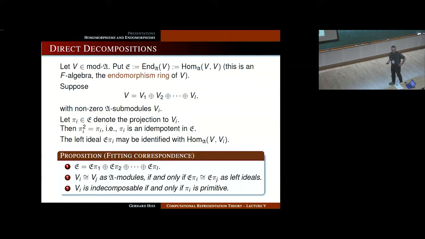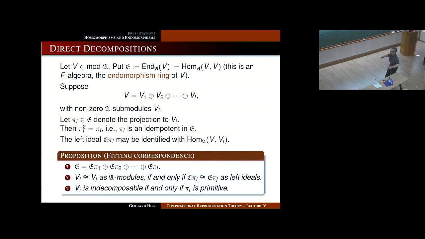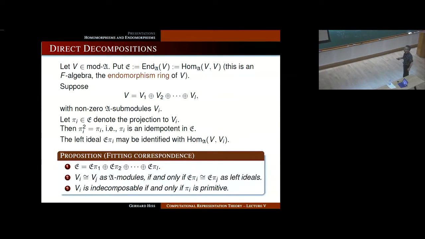as left E-modules. And a module is indecomposable if and only if pi_i is primitive, so it's not the sum of two orthogonal idempotents. This is what is called the Fitting correspondence. So this is very basic. This is why endomorphism rings are important, because they tell you in particular about direct decompositions of modules. Since we can compute homomorphism spaces now, we can also compute endomorphisms.